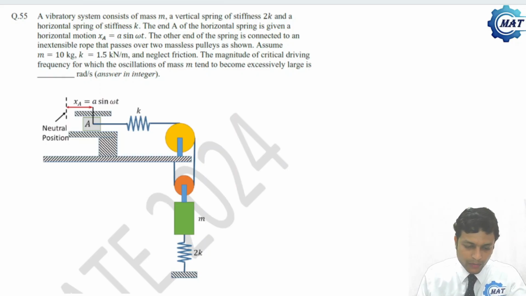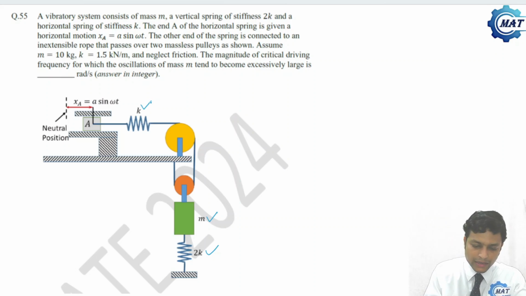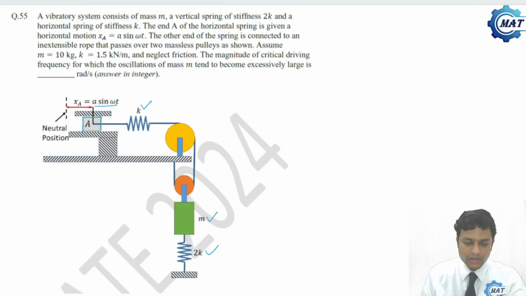Now let us solve this problem. A vibratory system consists of mass m. This is mass m. A vertical spring of stiffness 2k. This is the vertical spring. And a horizontal spring of stiffness k. The end A of the horizontal spring is given a horizontal motion x equal to a sine omega t. So motion is harmonic. So the system is excited by a harmonic input.